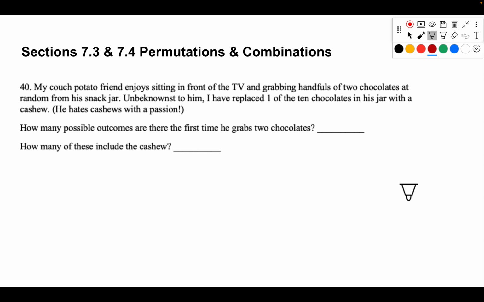And remember, you can talk to each other too. Do look on your neighbor's paper.